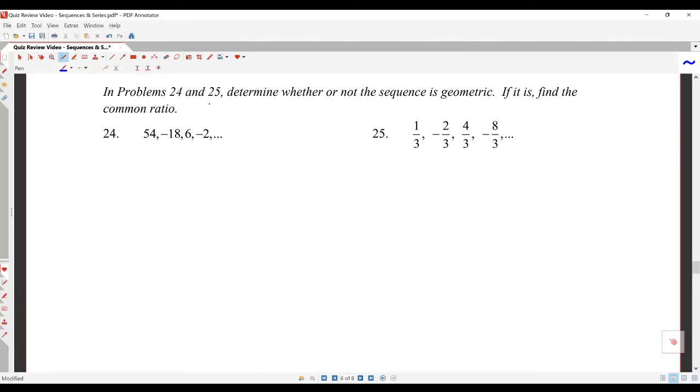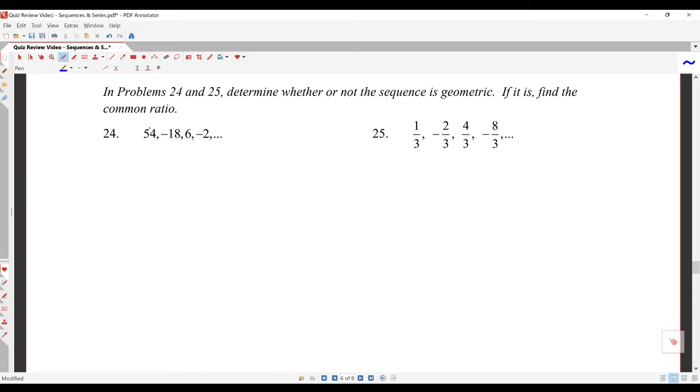All right, 24 and 25, determine whether or not the sequence is geometric. If it is, find the common ratio. Now remember, arithmetic sequences have a common difference, so we subtracted or added something between the terms. Geometric sequences have a common ratio. That means we multiply or divide.